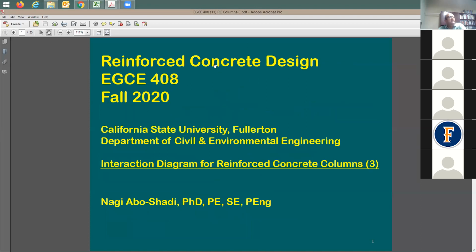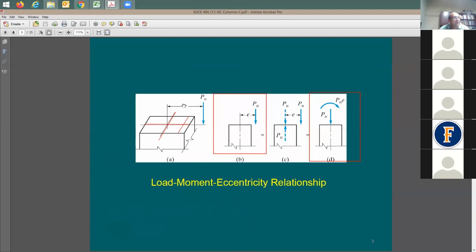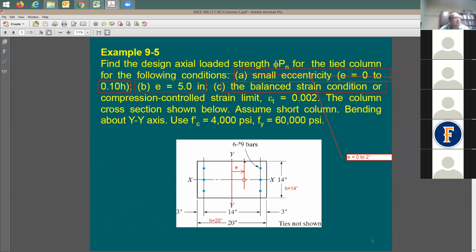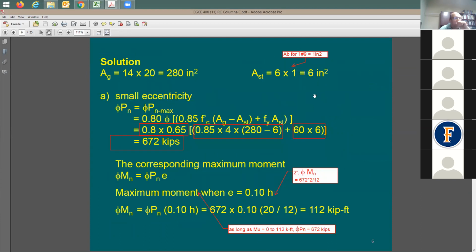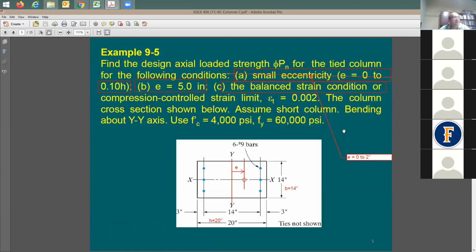You go here to the third slide set for columns. It's axially loaded columns with some eccentricity. And it says here, this is a very good example that you need to study, 9-5. You have the column with small eccentricity, which means just Vpn, like in this equation. Then you have another one with an eccentricity of 5 inches. And then the third one gives the balanced strain condition.